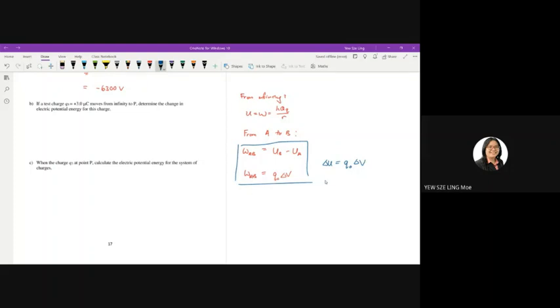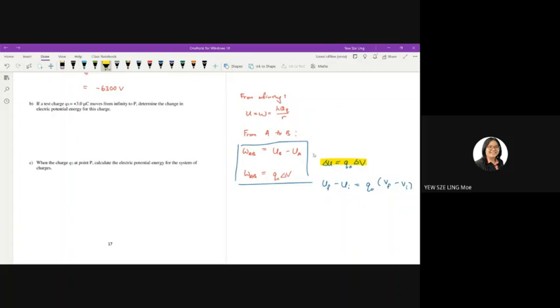Meaning that if you are given the final potential energy and initial potential energy, or if you are given the final and initial potential, V final minus V initial, then you can use it to calculate the other quantity. So if you are given either one, you can use it to calculate the other one. This equation shows you the relationship between delta U and delta V. You can use delta V to deduce the values of delta U, and you can also use the values of delta U to deduce the values of delta V.